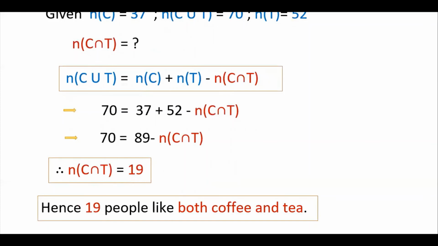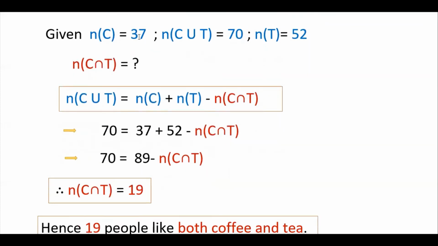If you add all these values, see here, 37 plus 52, 89. 89 minus 19, that is 70. You will get this value. You can check like that.